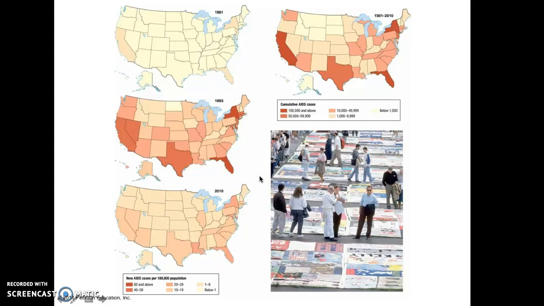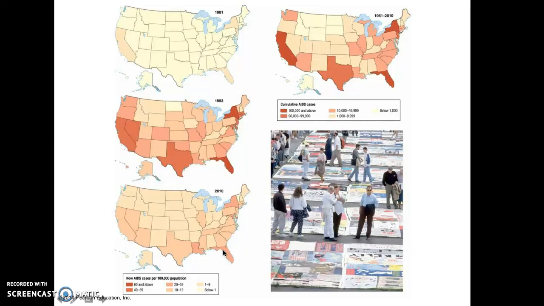If you look at the United States, you can see the diffusion of HIV and AIDS. In 1981, there were very few cases. They were primarily located in New York, California, and Florida. By 1993, you can see that places like California, Nevada, Texas, Florida, and the New York area are the areas with the highest rates of HIV and AIDS. In 2010, they still have higher rates in other places in the country, but it's certainly reduced again.